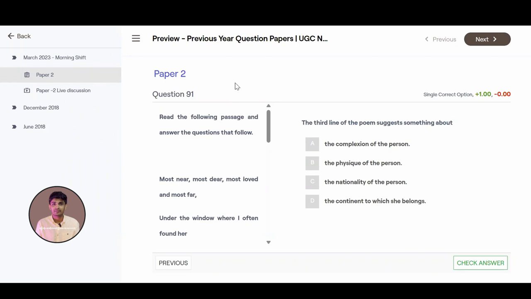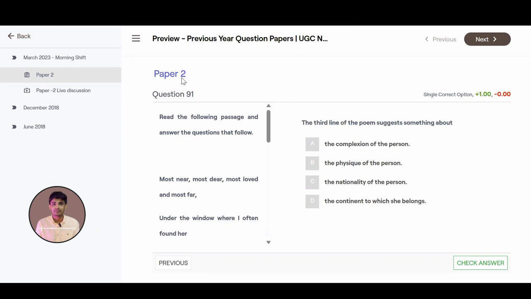So my point is, if you are someone who is starting to prepare for UGC NET exam or who just began or is on your way, then these three areas are extremely important. I just want to tell you that these three areas are very important. That takes us to the end of the discussion.